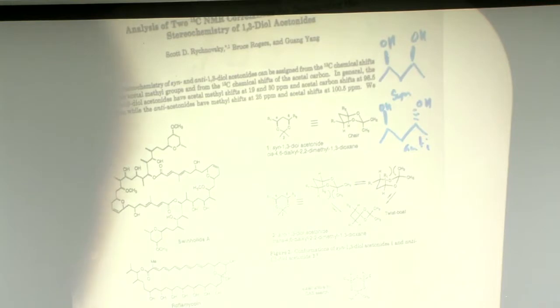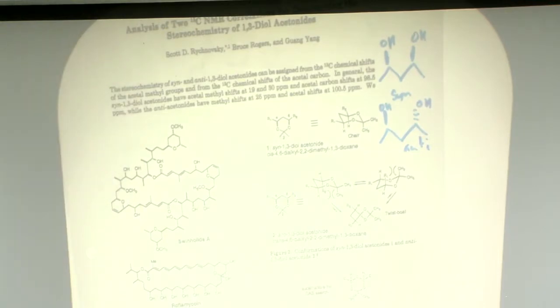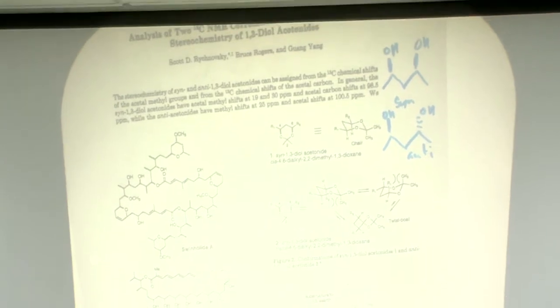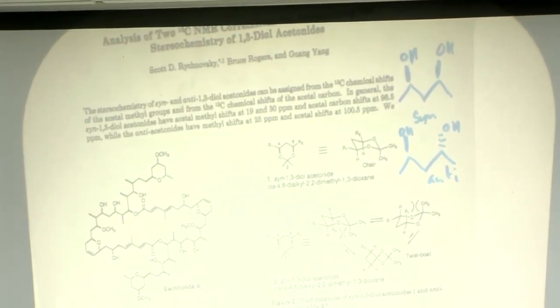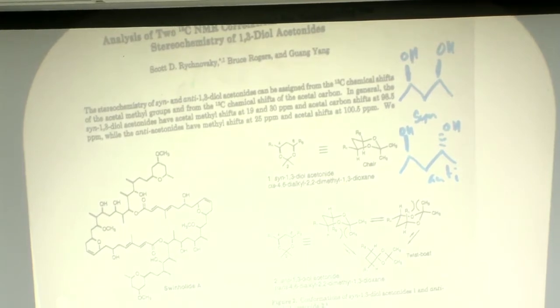And the beautiful thing is, if you're a clever graduate student or a clever professor and you keep your eyes open and look at your data, you say, hey, we've got a pattern here, and that pattern tells us something, and that pattern means something. And when they went back and looked at all of their C13 NMR spectra of the 1,3-diol acetonides that they had prepared, they saw something very interesting.